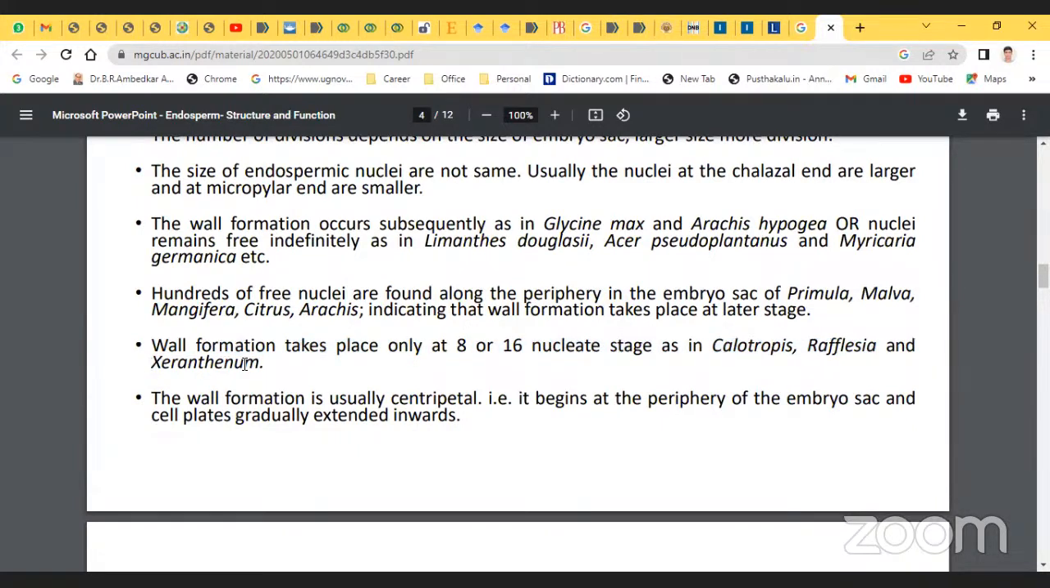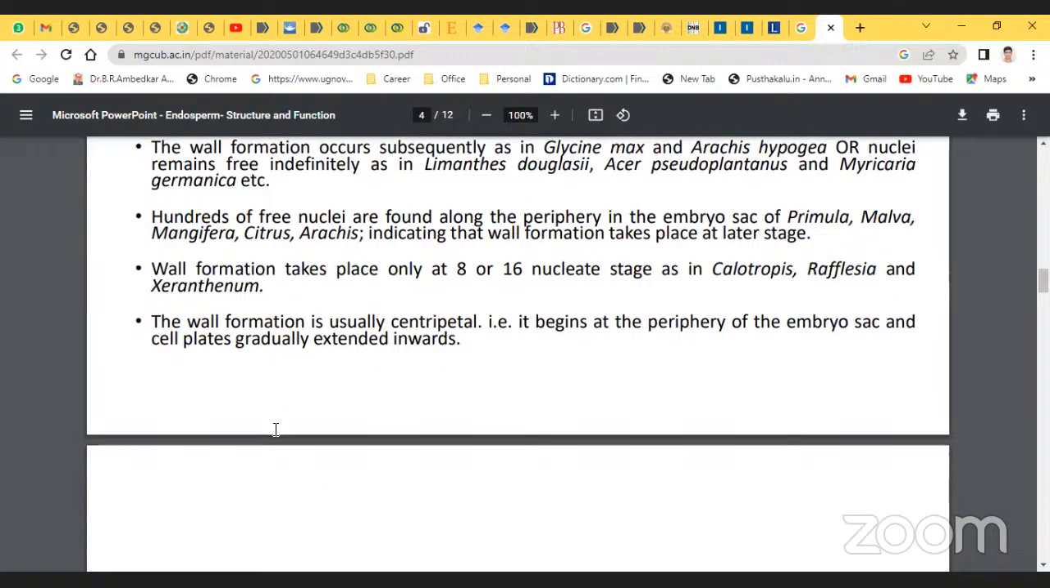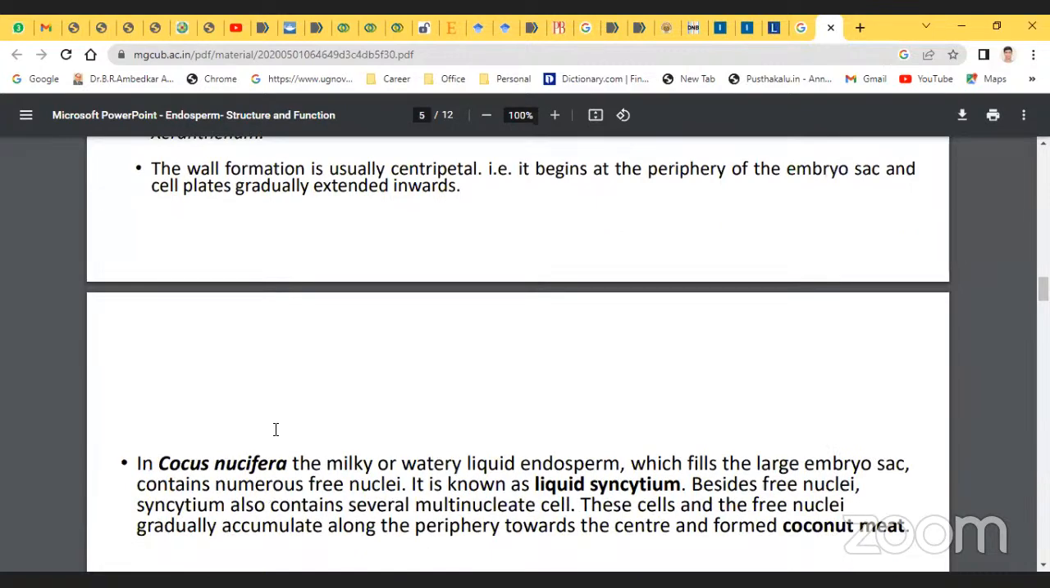What is the biggest flower in the world? Rafflesia, yes, exactly. The wall formation is centripetal. What is the meaning of centripetal? It starts from the center. And basipetal? The younger one is at the base and the older one is at the top. Acropetal is the opposite.